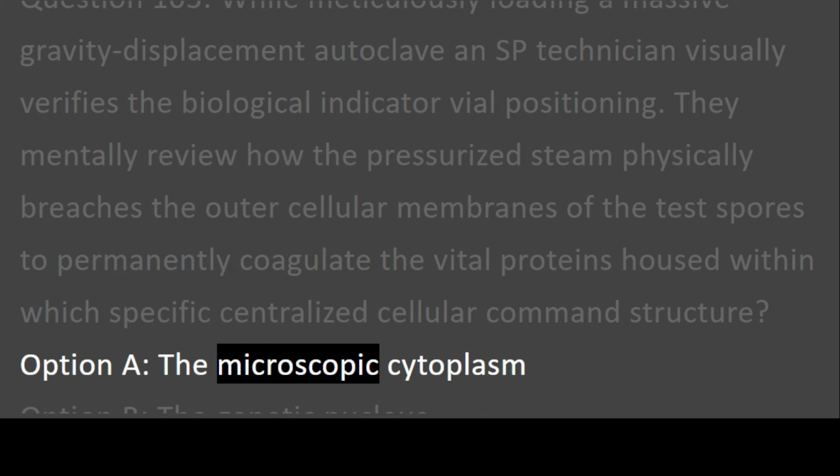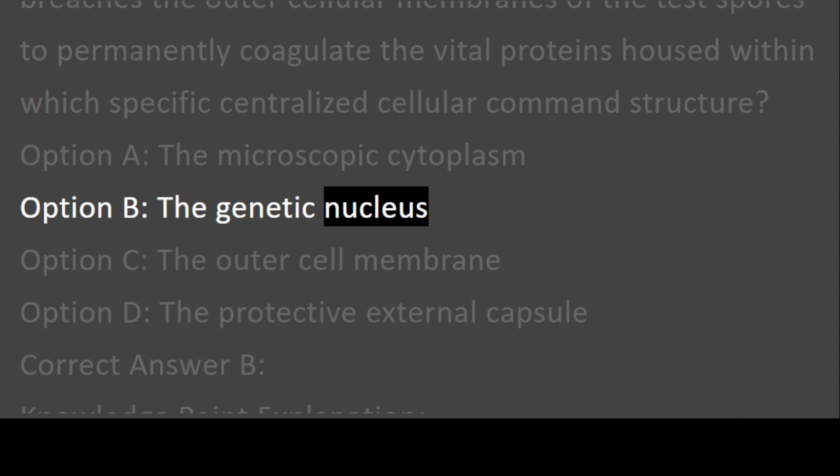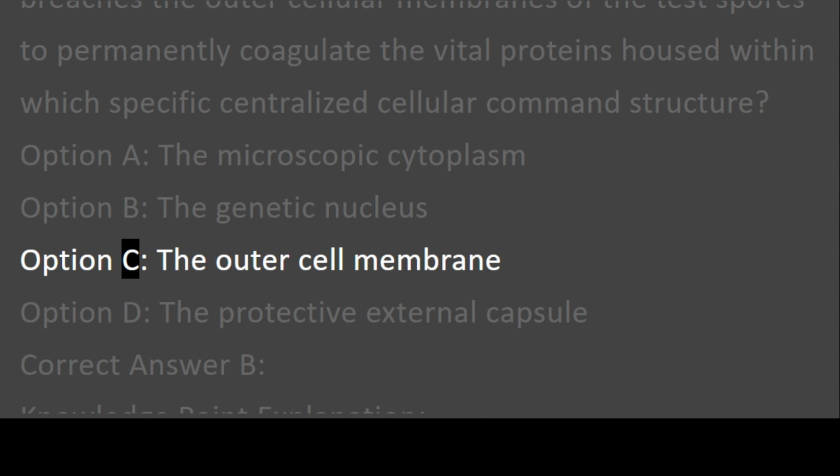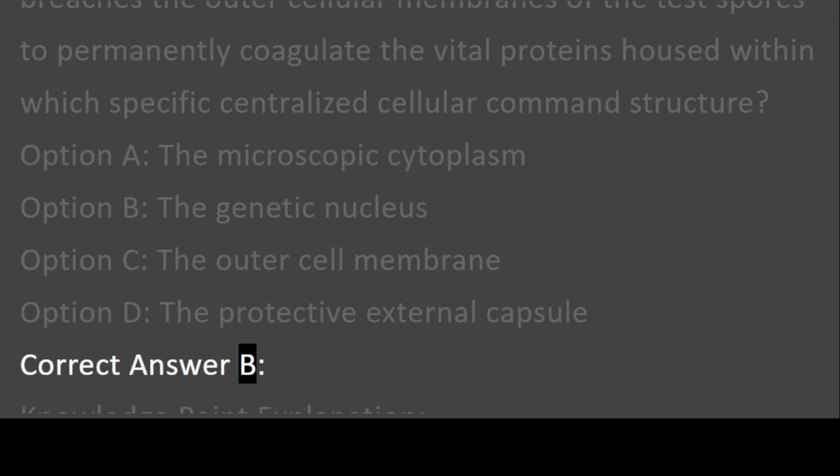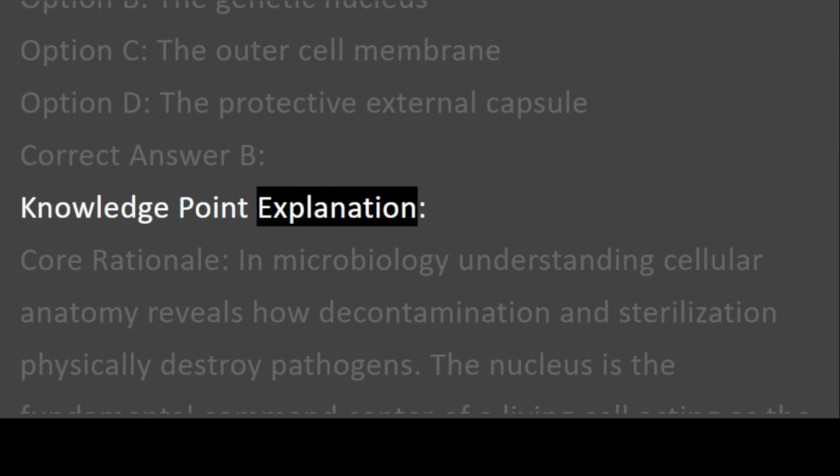Option A. The microscopic cytoplasm. Option B. The genetic nucleus. Option C. The outer cell membrane. Option D. The protective external capsule. Correct answer B. Knowledge point explanation.